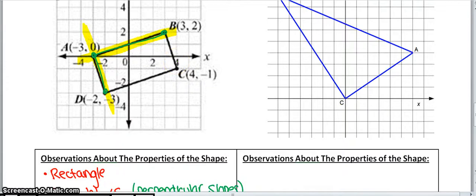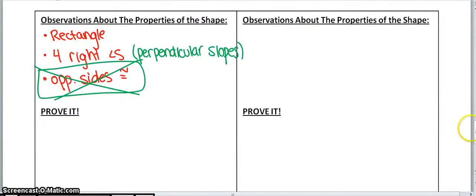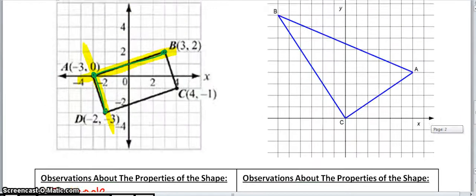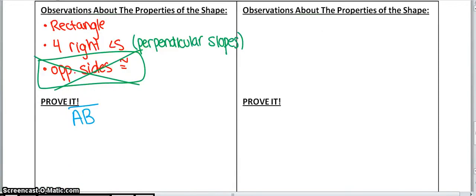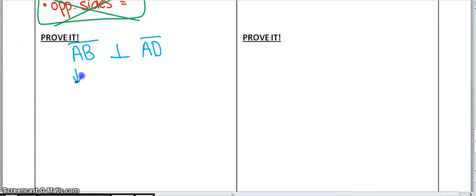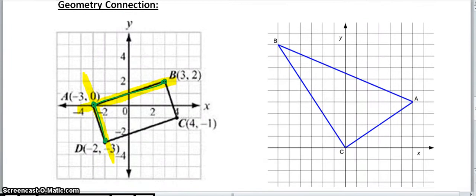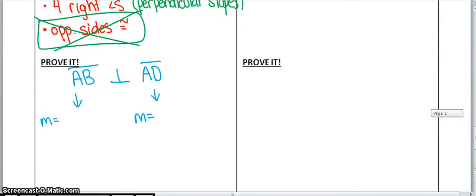In order to determine that these meet at a right angle, you need to know the slope between these two lines. So I need to know, is AB, which is the side length, which is also a line, perpendicular to AD? Remember, this sign means perpendicular. In order to do that, I need to find the slope of each of those. In order to find the slope of AB, there's a couple ways you can do it. You can continue our counting, or I'm going to remind you of the slope formula.